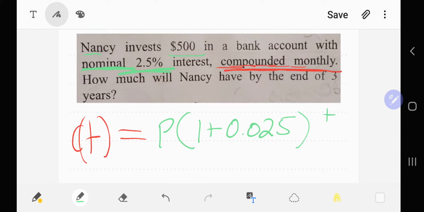So what compounded monthly means is that you're taking this annual rate and compounding it every month. So you're taking 0.025, since there are 12 months in a year, dividing 0.025 by 12, and that's what you're compounding every month. And n equals 12, and you're taking 12 and multiplying it by t, raised to n times t.